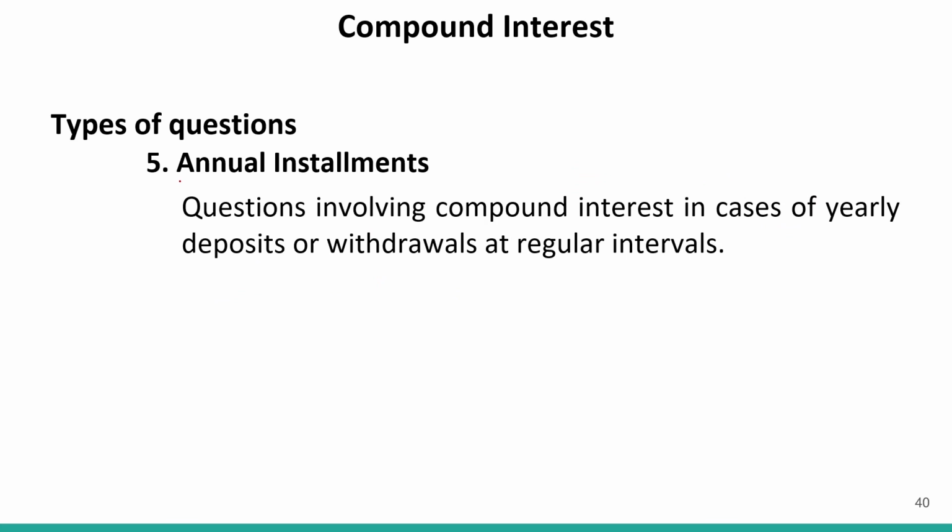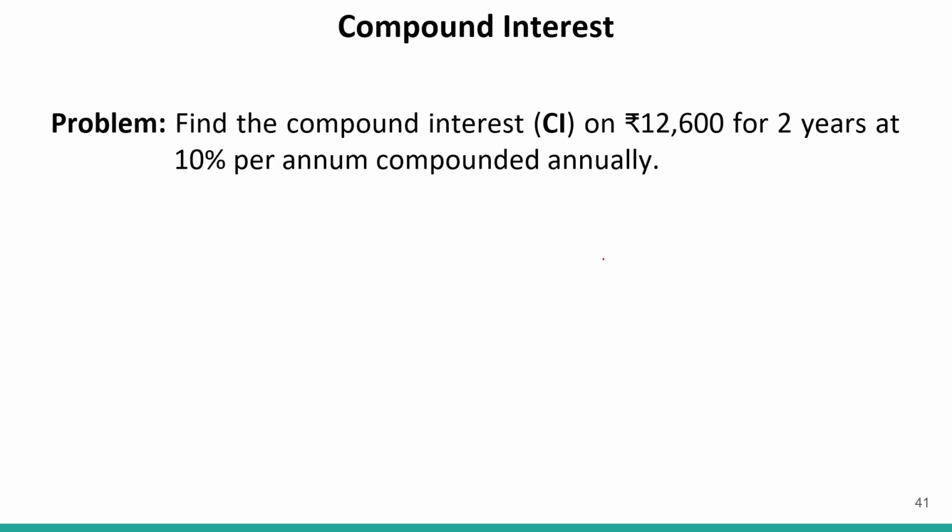So let's see the fifth kind of question, that is annual installments. Okay, so questions involving compound interest in cases of yearly deposits or withdrawals at a regular interval. So find the compound interest CI on 12,600. Okay, so this is the initial amount or principal amount for 2 years at a 10% per annum compound interest. Okay, so CI amount will be equal to what? So amount is equal to P into what?